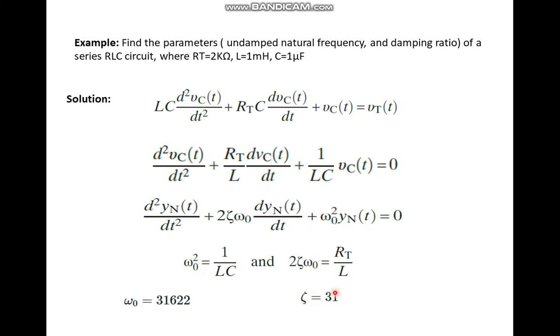Note that in order to find the values of omega naught and zeta, we don't need to know the value of the input voltage applied to the circuit, because the input voltage is made equal to 0 in order to find the values of zeta and omega naught.